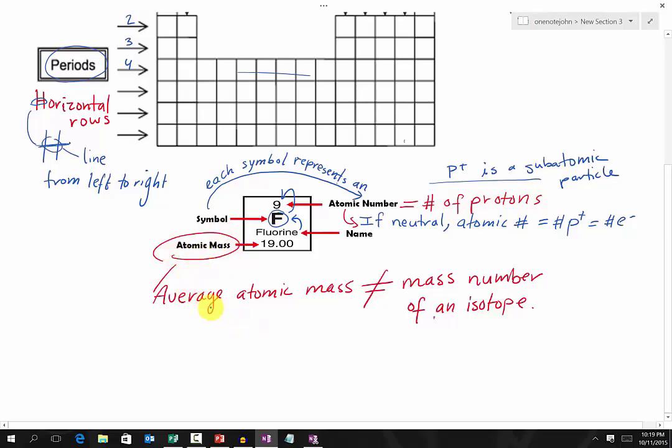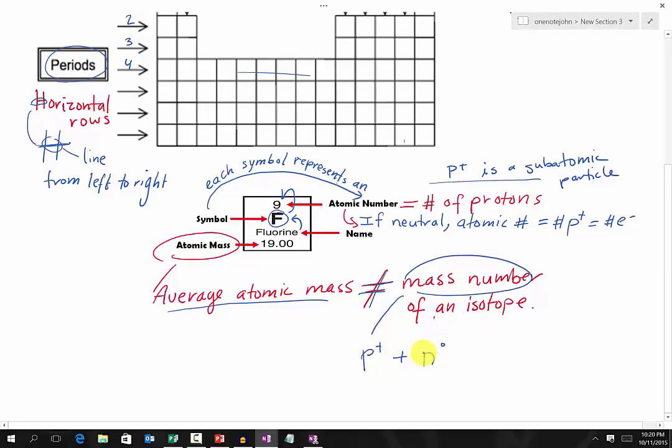Now, this is also known as the average atomic mass of an element. This is not the same thing as the mass number of an isotope, which we will cover later, because the mass number of an isotope is equal to the number of protons plus the number of neutrons only, specifically for isotopes.